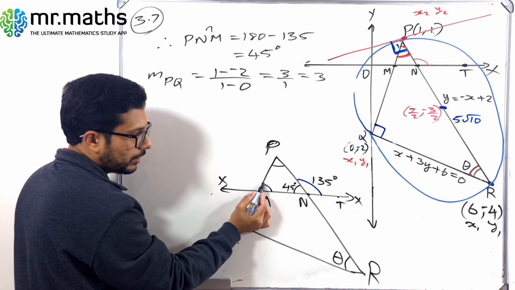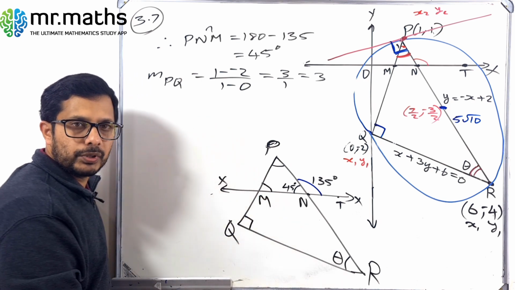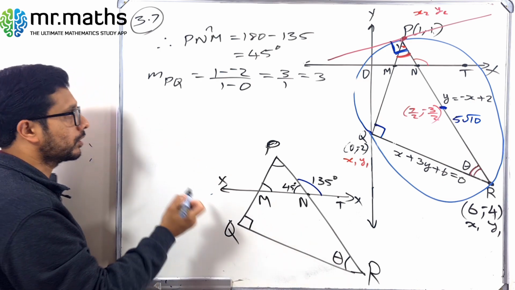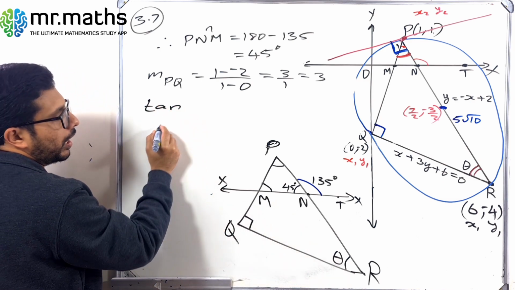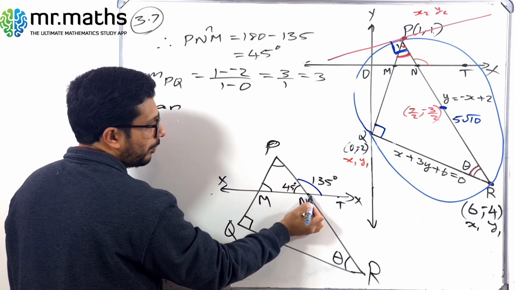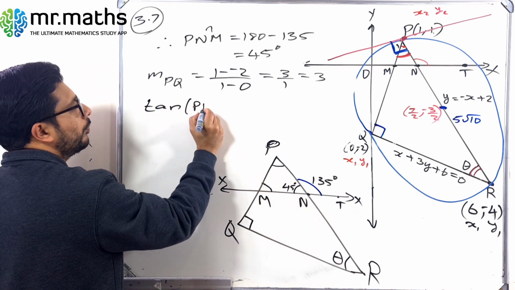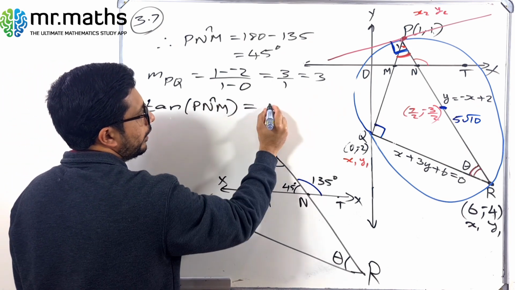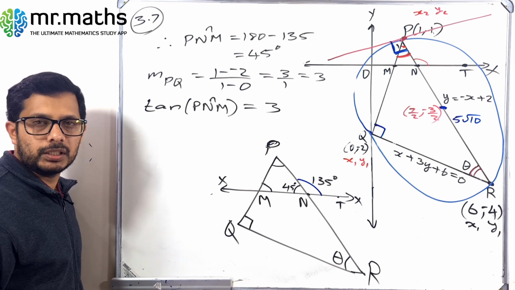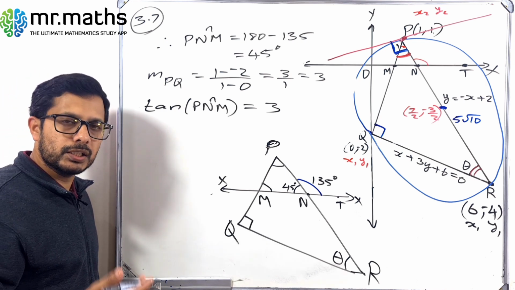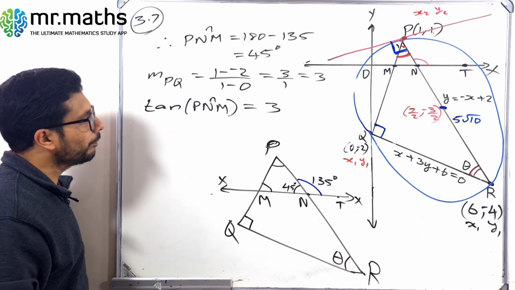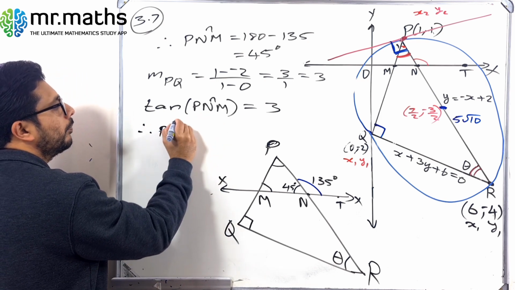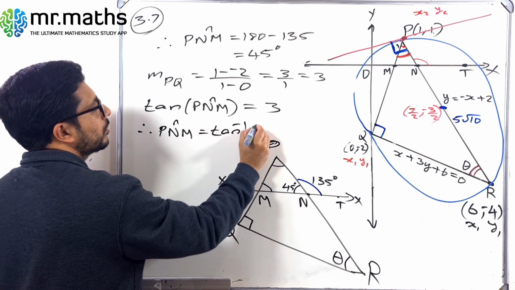So now we want to find this angle. You know that is the angle of inclination from the positive x-axis to that line. So for the angle of inclination, how can we write? Tan of which angle is that? PMN. Tan of angle PMN is equal to the gradient, which we got as 3. Tan of the angle of inclination is equal to the gradient. Therefore, angle PMN is equal to tan inverse of 3.